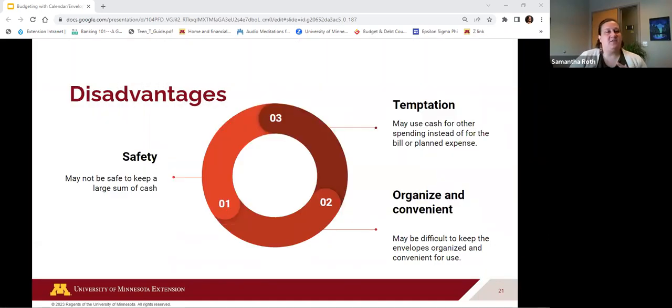The first one is safety. Depending on where you live and your comfort level, you may not feel that it's safe to keep a large sum of cash. If you're like me and have a tendency to just grab my phone, it's got my ID and debit card in it, a cash-based system does not work because I hardly ever have cash. But if I was somebody who carries an actual wallet or a purse or something like that, then it might be easier to use.